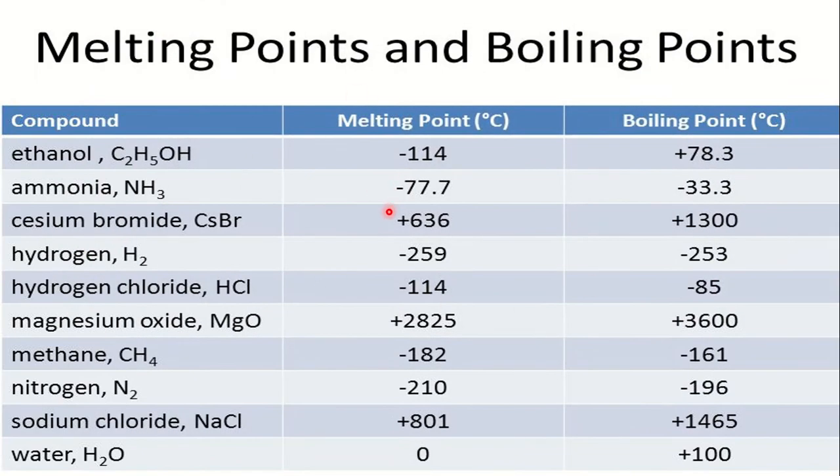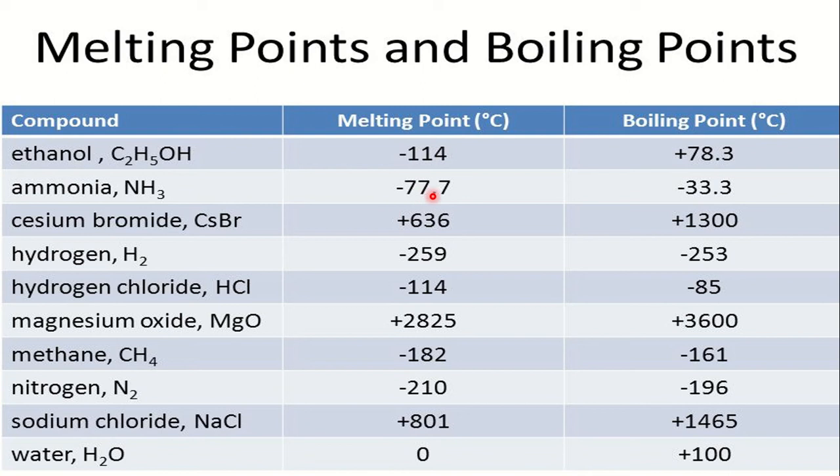There are some compounds that are ionic and covalent both. The melting point and boiling point chart is given here. Look, by seeing the melting point and boiling point, you can understand whether the compounds are ionic or covalent. The compounds that have high melting point and boiling point will be ionic compounds, and the compounds having low melting point and boiling point will be covalent compounds. Here look, ethanol: melting point minus 114 degrees and boiling point 78.3 degrees. So it is a covalent compound.